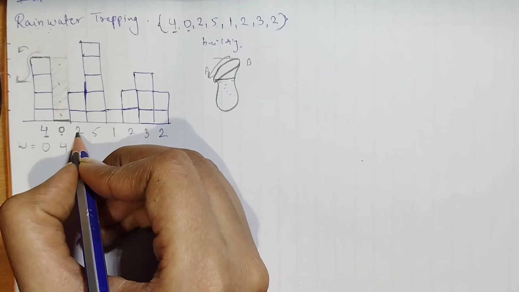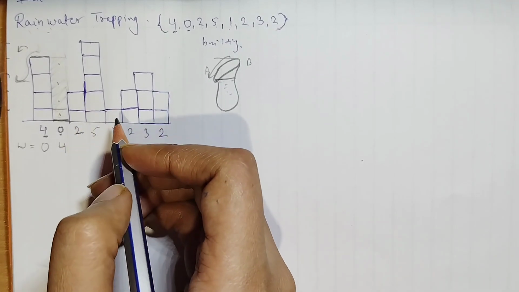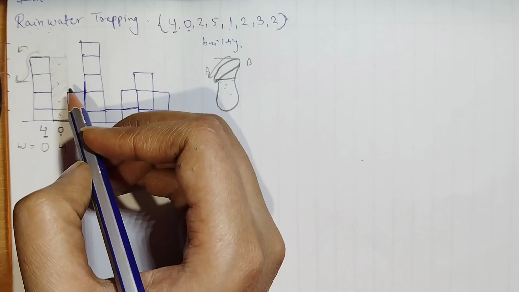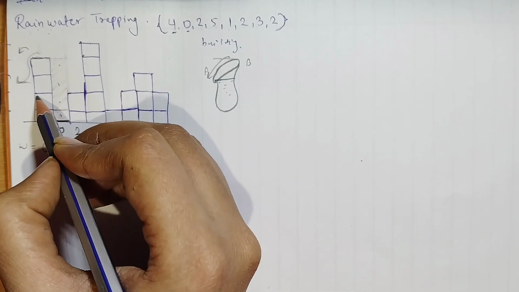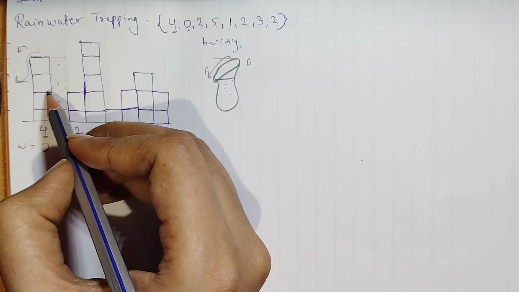Now we will talk about this 2 bar. How much water will be trapped here? You have to compare on the left hand side and also on the right hand side which building is there.